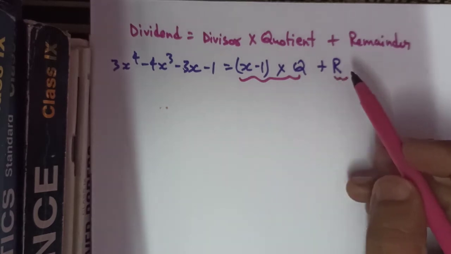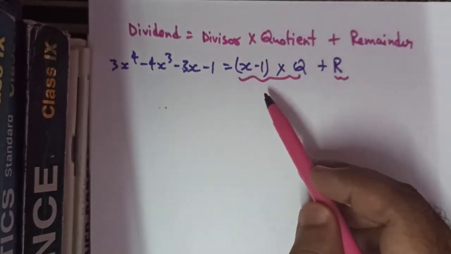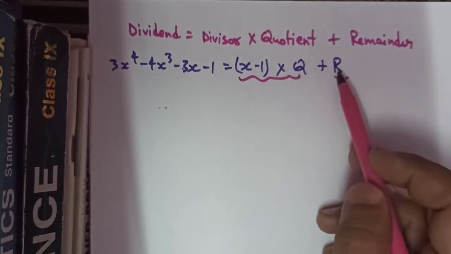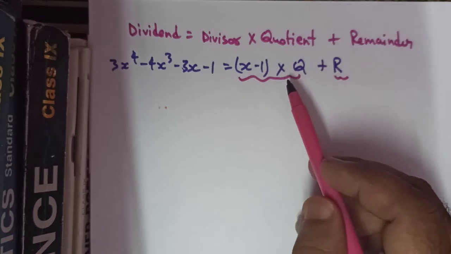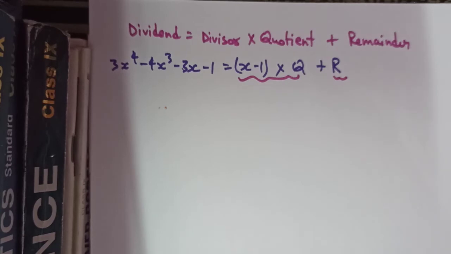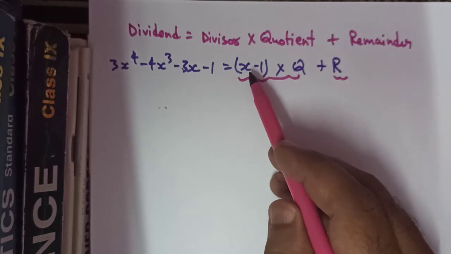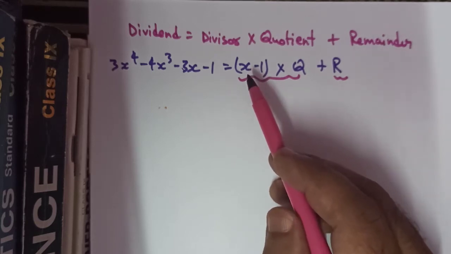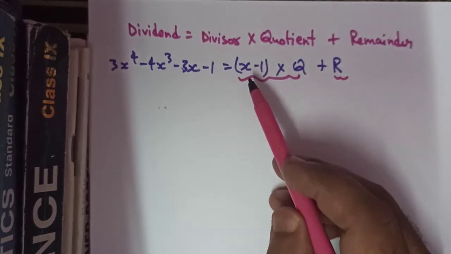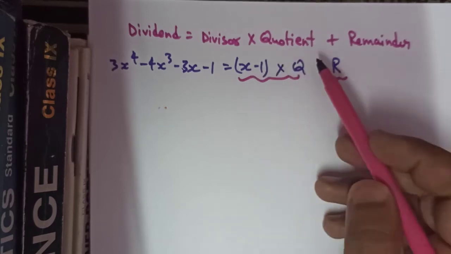If we make this term, that is x minus 1 into quotient, equal to 0, then we get 0 plus remainder on the right hand side, which will be equal to the remainder. So what can be done? We have to substitute that value of x in the divisor polynomial for which the value of the divisor polynomial becomes equal to 0. That value of x at which the divisor polynomial becomes 0 will give you the remainder.